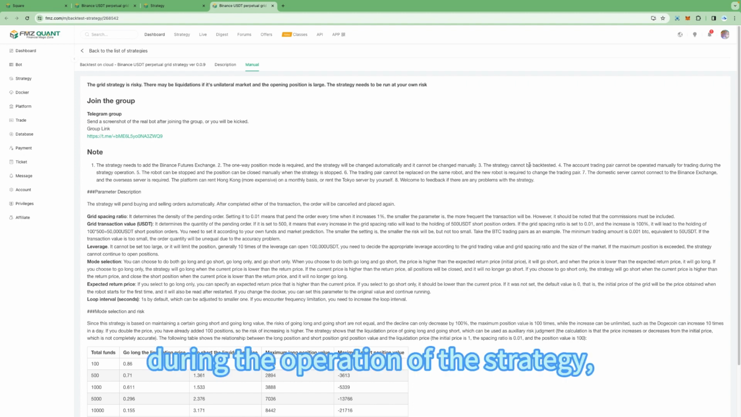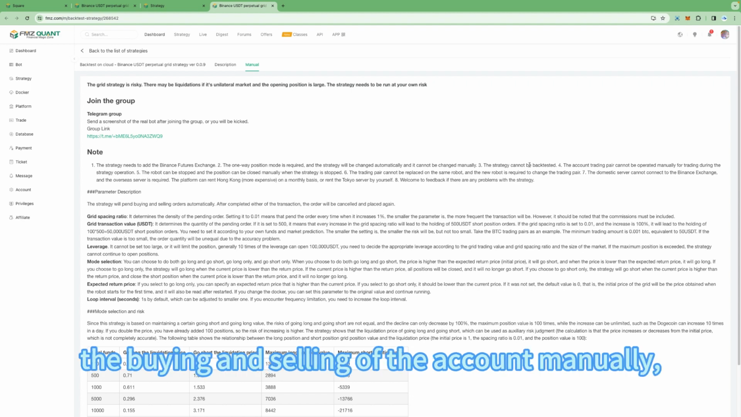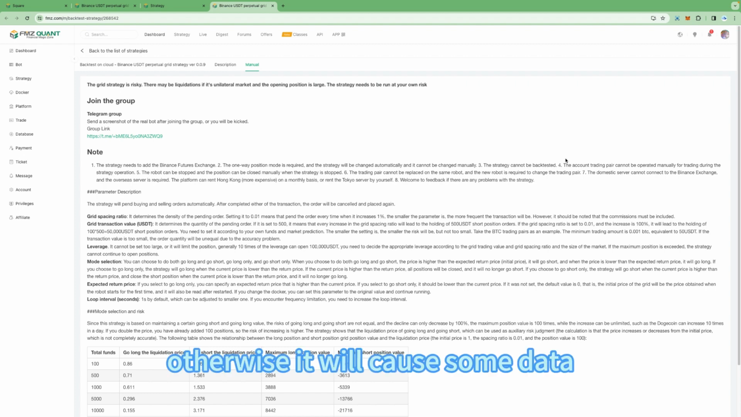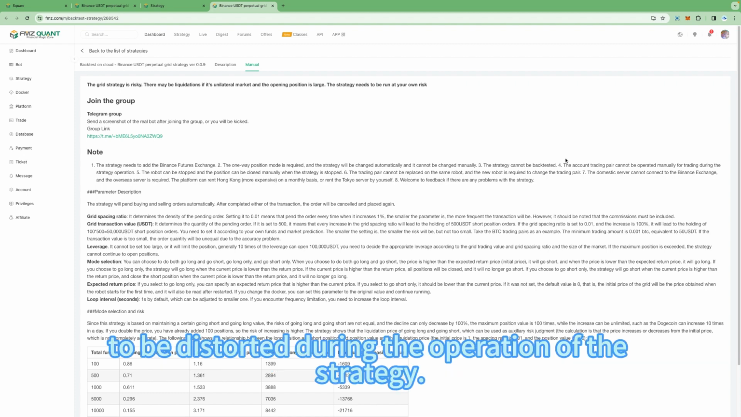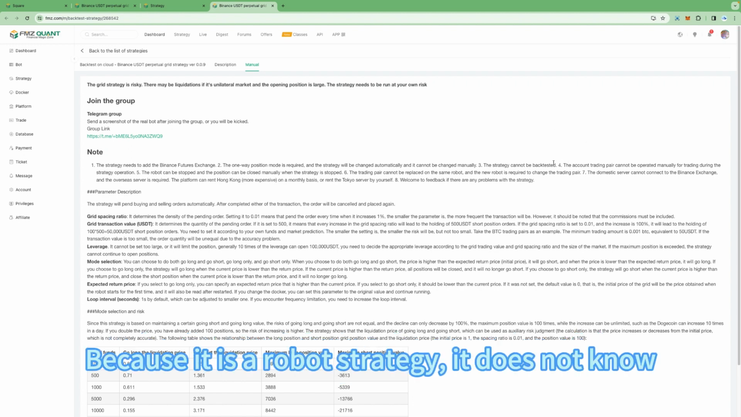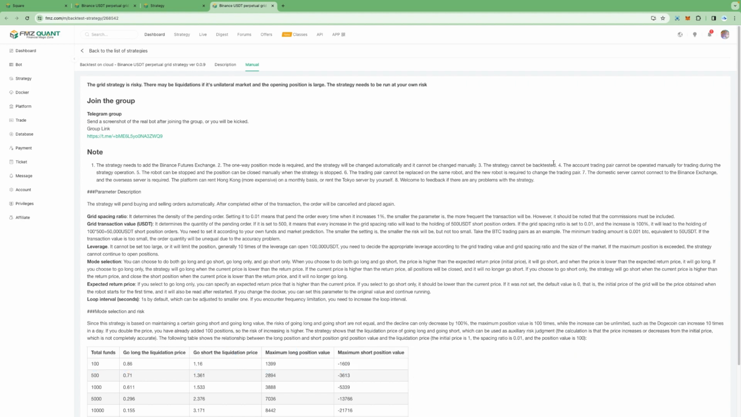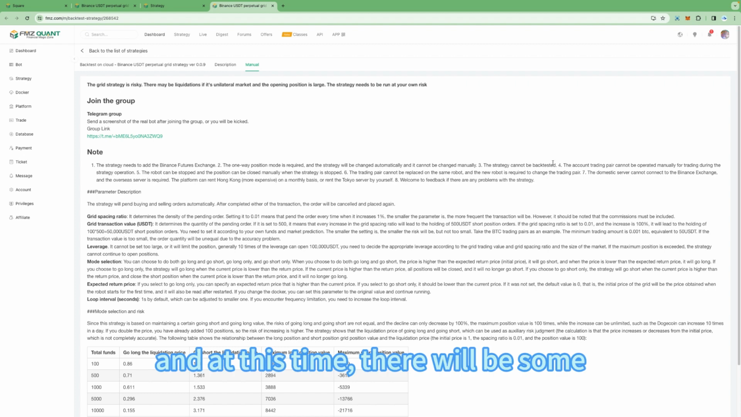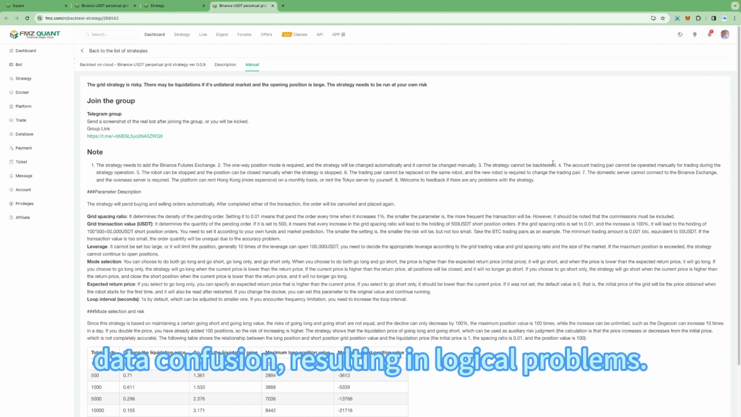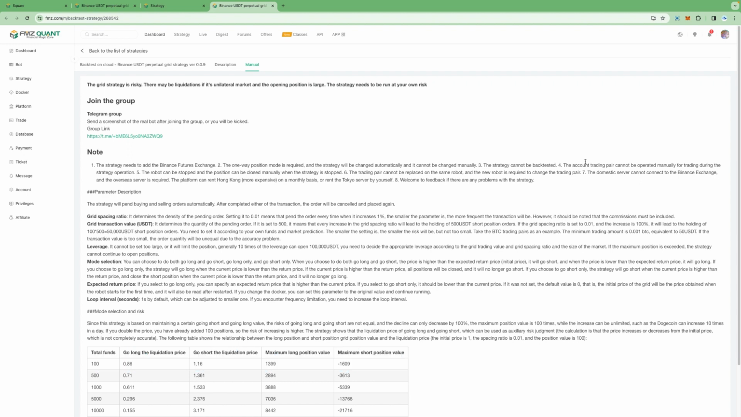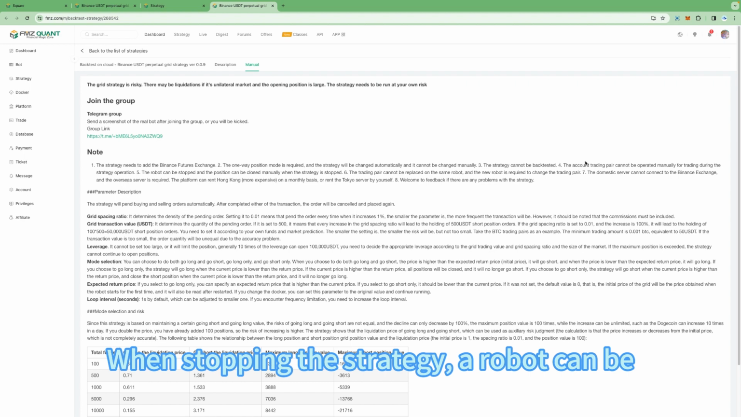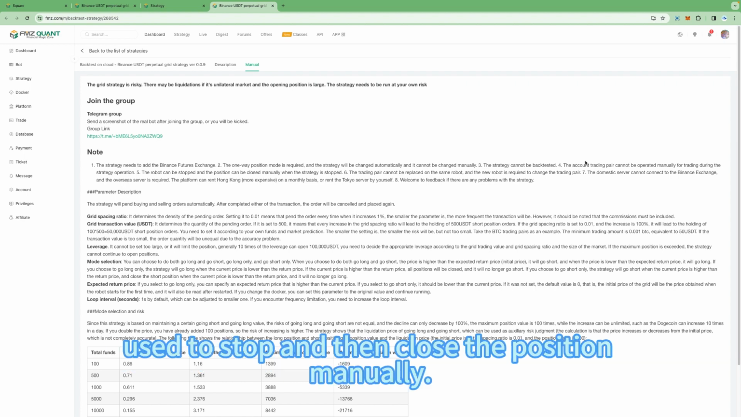During the operation of the strategy, we cannot operate the buying and selling of the account manually. Otherwise, it will cause some data to be distorted during the operation of the strategy. Because it is a robot strategy, it does not know what we operated manually. And at this time, there will be some data confusion, resulting in logical problems. When stopping the strategy, a robot can be used to stop and then close the position manually.